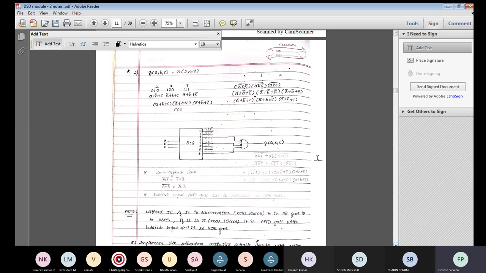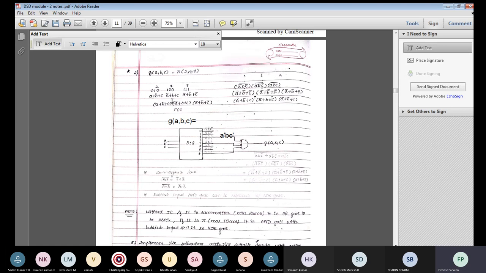To put it in a simpler way, if suppose you see here, this is pi 2 comma 4 comma 7. How it should be written, what output you should get? G of A comma B comma C is equal to, 2 is 0, 1, 0. Okay, so I want this expression. So here at 2, at the 3 to 8 decoder, what I'll be getting? For 2, I'll be getting A bar B, that is 0, 1, 0. Okay, so A bar B, C bar I'll be getting. Okay, so here at 4, it is A, B bar, C bar. But actual output, what I want? I want this one. Okay, so what I can do, what I should get?